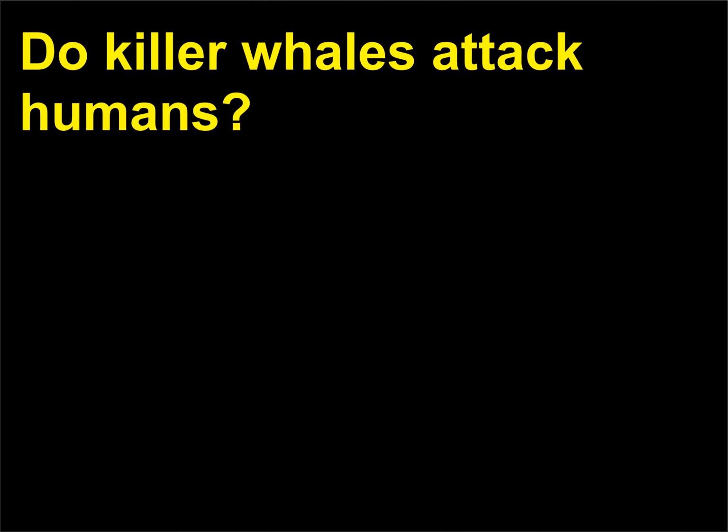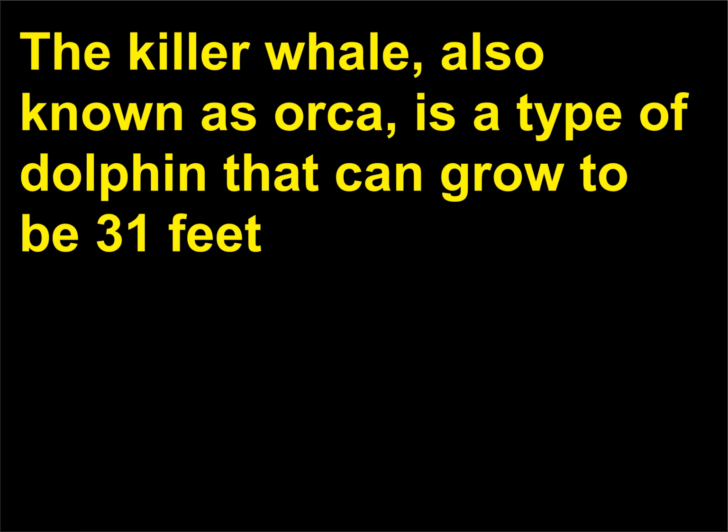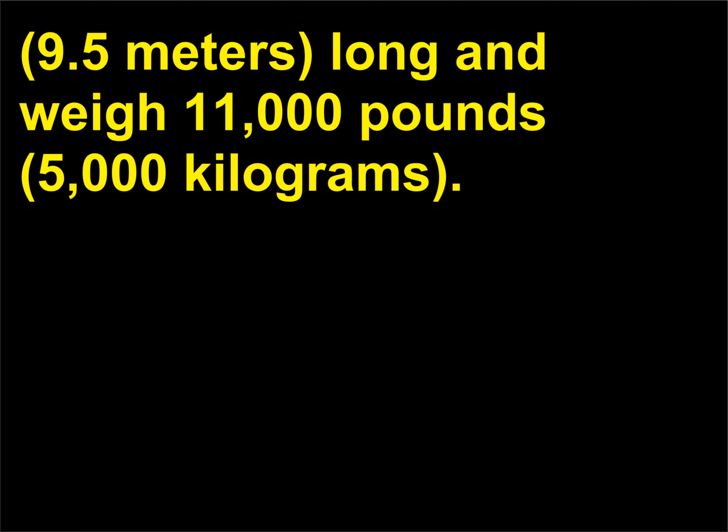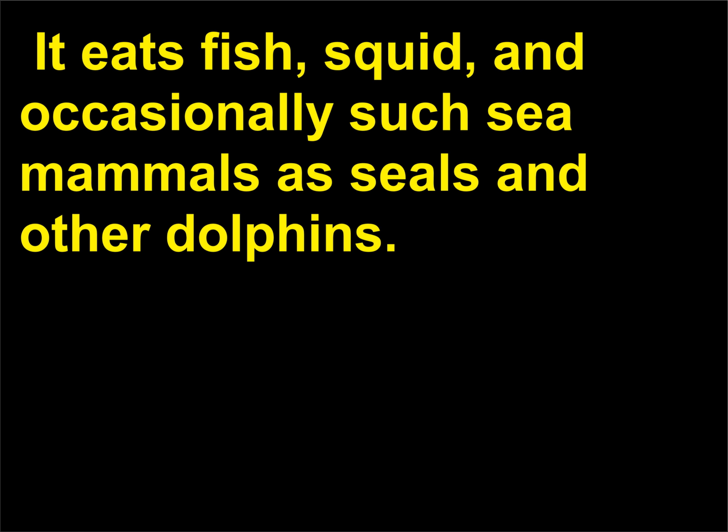Do killer whales attack humans? The killer whale, also known as orca, is a type of dolphin that can grow to be 31 feet, 9.5 meters, long and weigh 11,000 pounds, 5,000 kilograms. It eats fish, squid, and occasionally such sea mammals as seals and other dolphins.